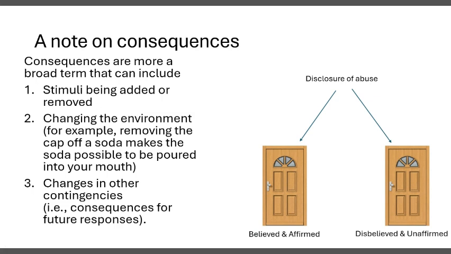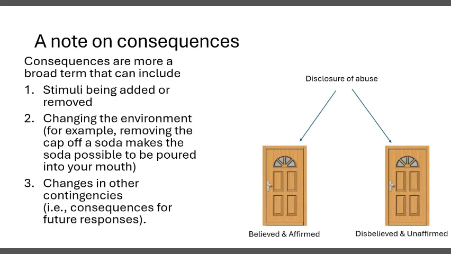And just another quick note about consequences in general. So, as we said, consequences can include things like a stimulus being added or removed, just something changed right there. They also can change the environment in meaningful ways. So, for example, when we take the cap off a soda, it makes the soda possible to get into your mouth. So that can be reinforcing, right? So in the future, you are likely, in the presence of a soda with a cap on it, to remove the cap so that you can access the liquid inside. So we change the environment in ways.